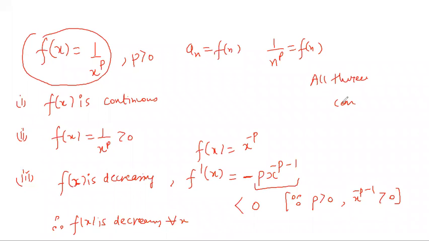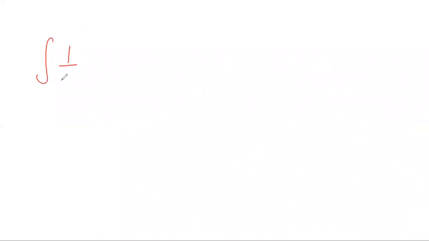We have tested that all the 3 conditions of integral test are satisfied. Satisfied means that we can apply the test. The test has not been applied yet; only its conditions, which are the prerequisites, have been satisfied. So now we will apply the test. For application of the test we know what to do. We need to evaluate this integral 1 by x raised to power p dx, 1 to infinity.